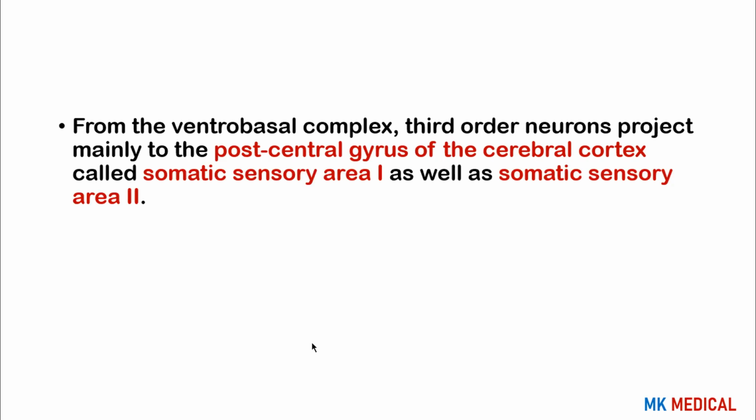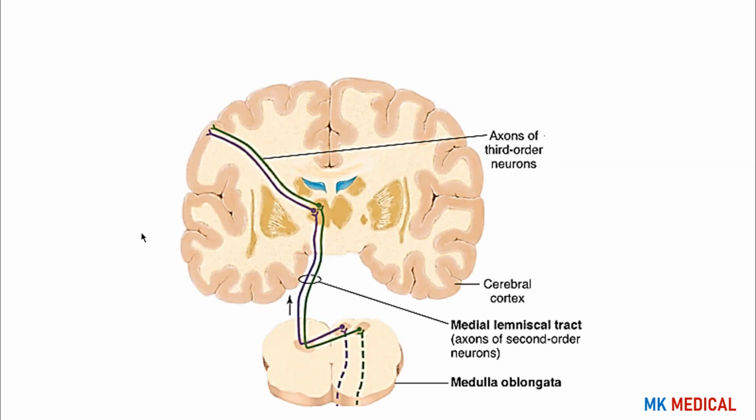Then from this ventral basal complex, you have third order neurons that project mainly to the postcentral gyrus of the cerebral cortex, which is found in the parietal cortex. So you have what is known as somatosensory area 1, as well as somatosensory area 2. There are also some other association areas to which these projections reach, which we will talk about shortly.